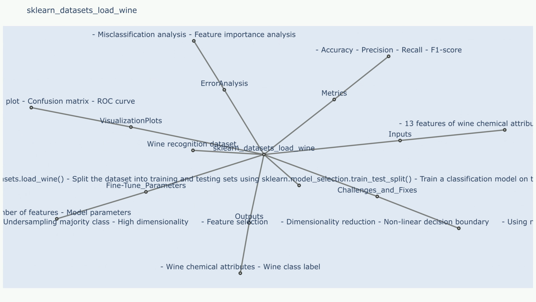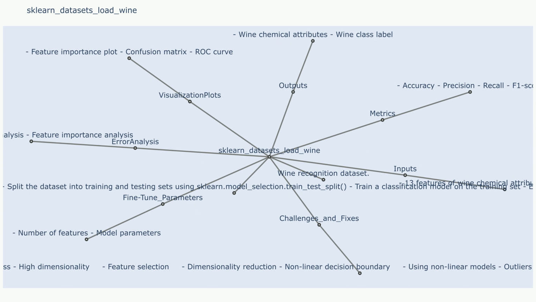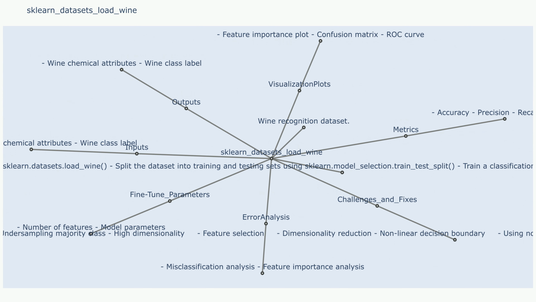Metrics. Accuracy: the percentage of correctly classified wines. Precision: the proportion of correctly classified samples among those predicted as belonging to a specific class. Recall: the proportion of correctly classified samples among all samples belonging to a specific class. F1 score: the harmonic mean of precision and recall, providing a balanced measure of performance.